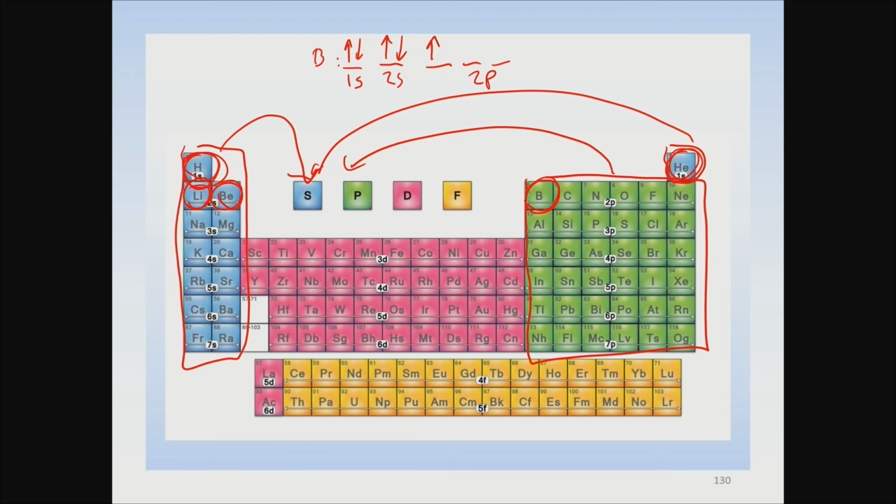Additionally, one other thing you have to understand is what energy level that electron will be in. So let's consider the s sublevel block.